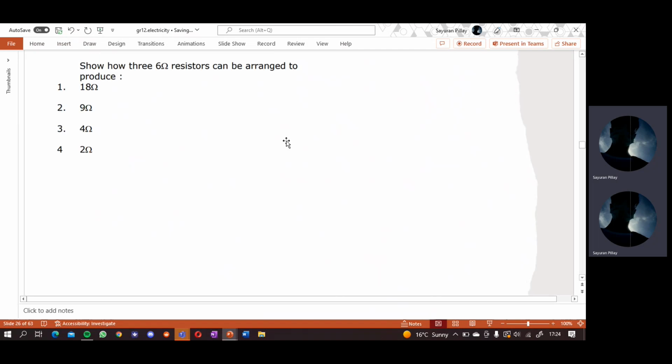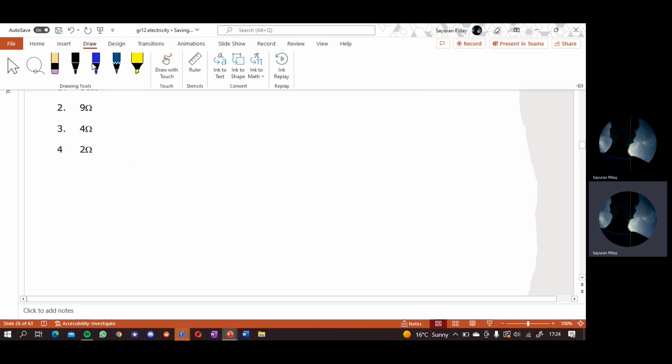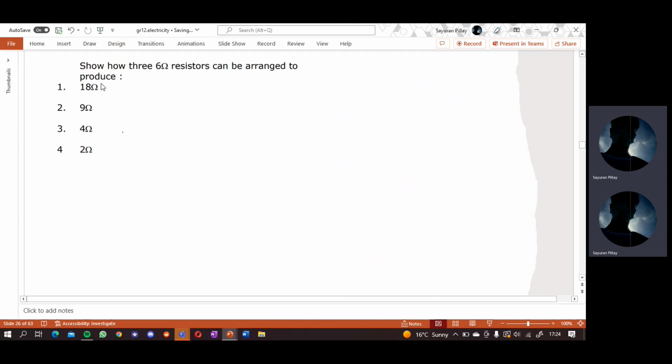Oh, so this is an interesting question. Show how 3 6-ohm resistors can be arranged to produce 1, 2, 3, 4. So try different things, obviously. How would you produce an 18 ohm total resistance? If you have 3 identical 6-ohm resistors, obviously, you're going to do this.